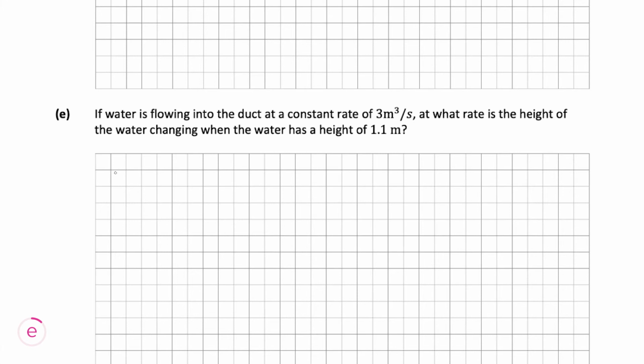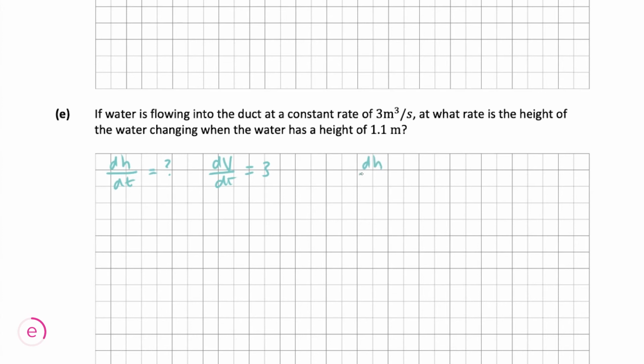We are first looking for the rate that the height is changing with regards to time. So that can be written as dH/dt, and we don't know what that's equal to. Now, what we know is the volume of the water is changing at a rate of 3 meters cubed per second. So that's dV/dt is equal to 3.